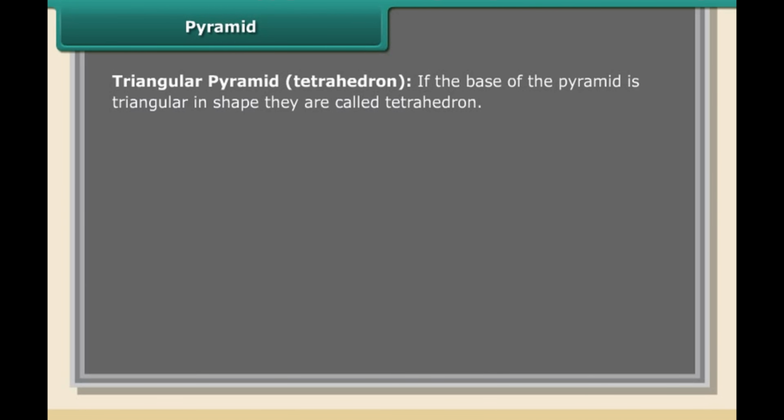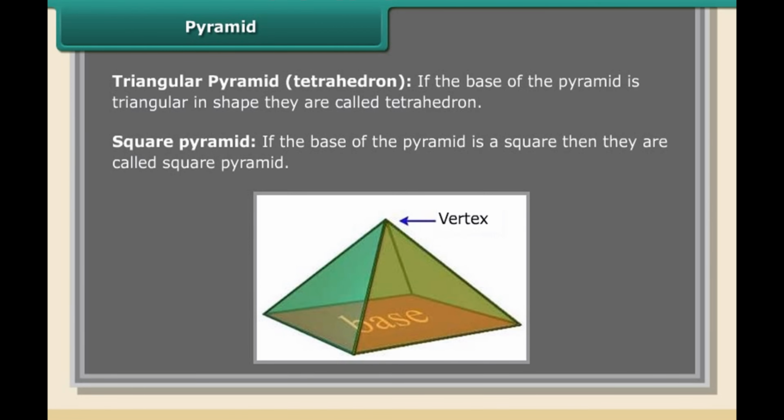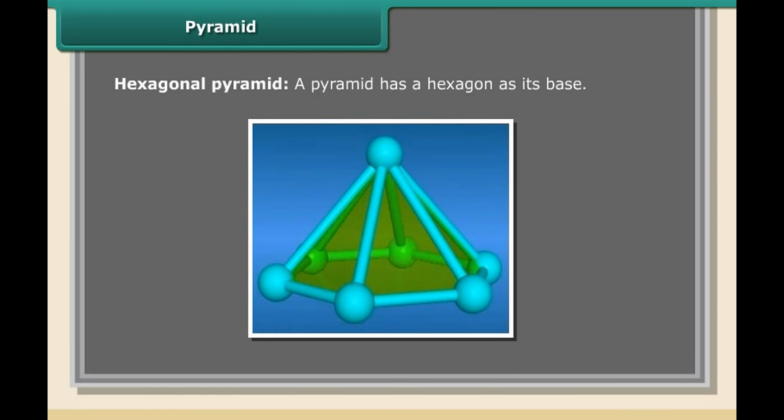Triangular pyramid, tetrahedron. If the base of the pyramid is triangular in shape, it is called a tetrahedron. Square pyramid. If the base of the pyramid is a square, then it is called a square pyramid. Hexagonal pyramid. A pyramid has a hexagon as its base.